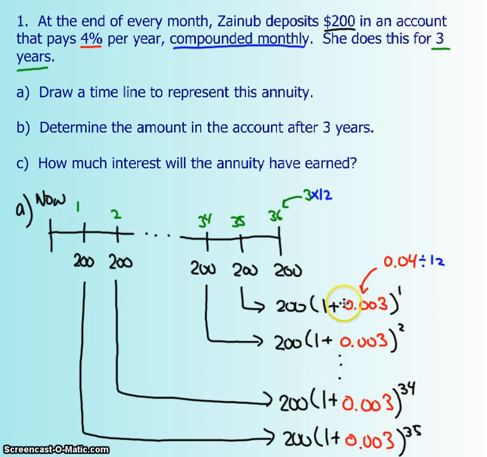Okay, now where did I get this number from? I took the 4%, and remember that you're getting the 4% for the entire year, and we want to know how much she's getting every month, so we're going to have to divide by 12.